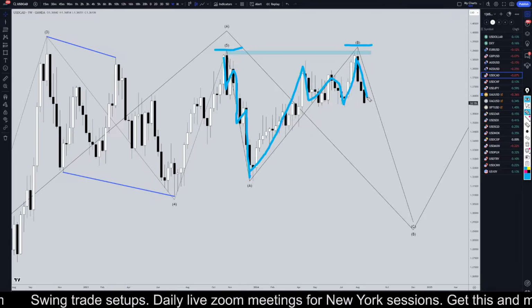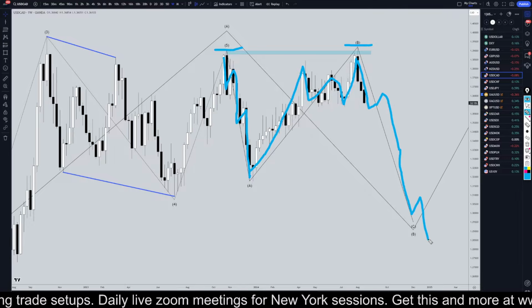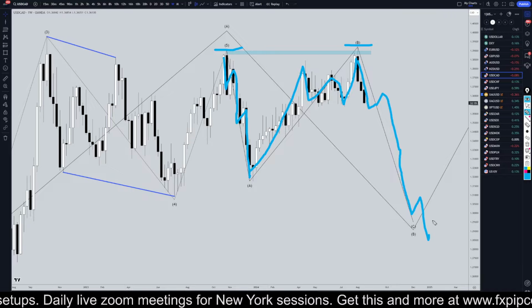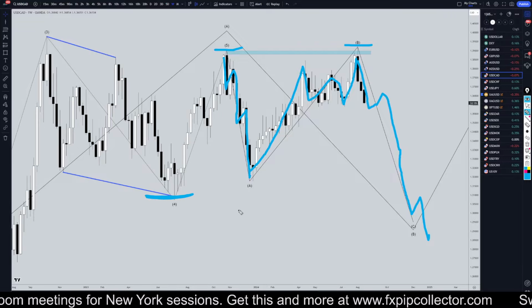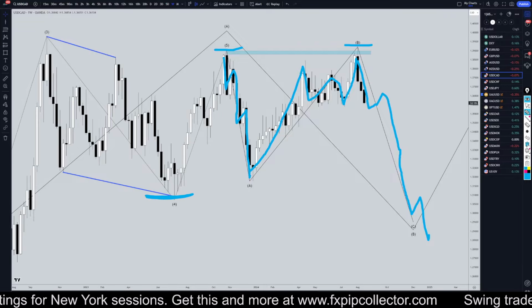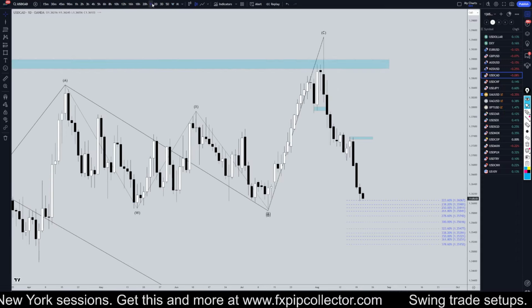And I believe now that we are in a downtrend, which I believe on this monthly time frame will continue to make 5 waves down, probably making lower lows, lower highs, at least down to the low of wave 4 and probably a little bit beyond. So let's head down to the daily time frame.